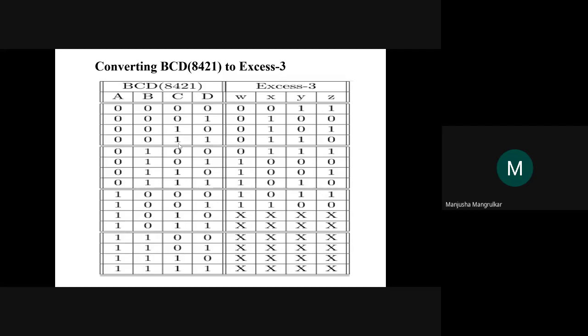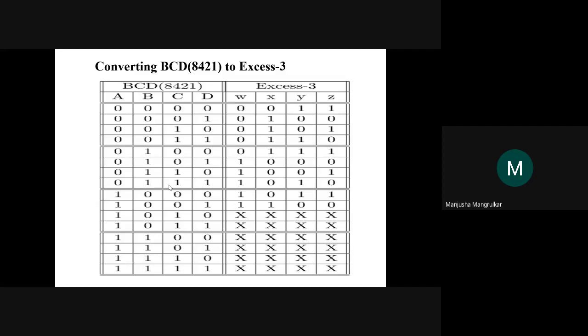3 plus 3 is 6, that is 0110. This is your 4. 4 plus 3 is 7, so 0111. This is your 5. 5 plus 3 is 8, so 8 is what? 1000. This number is 6. 6 plus 3 is 9, so 1001. This number is 7.